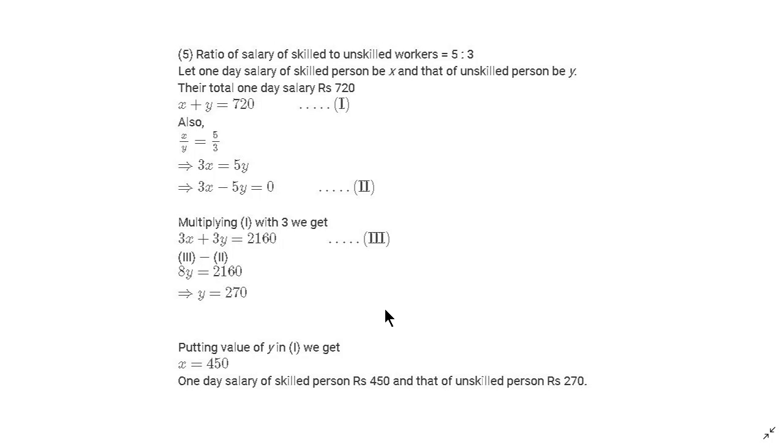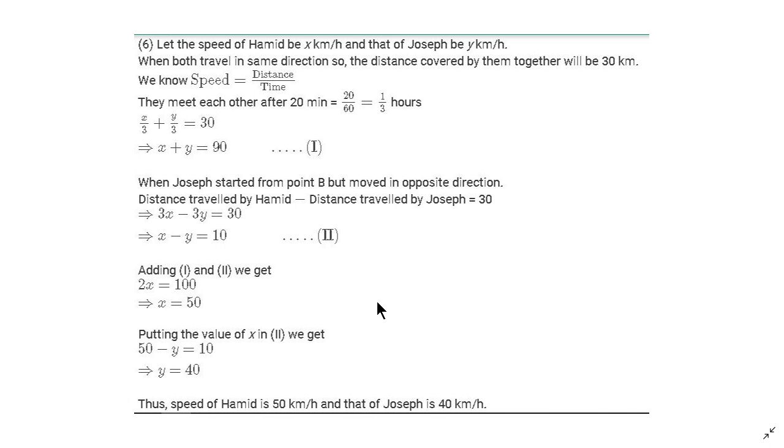So this is example number 5. Example number 6, which is the last example. Places A and B are 30 km apart and they are on a straight road. Hamid travels from A to B on bike. At the same time, Joseph starts from B on bike towards A. They meet each other after 20 minutes.